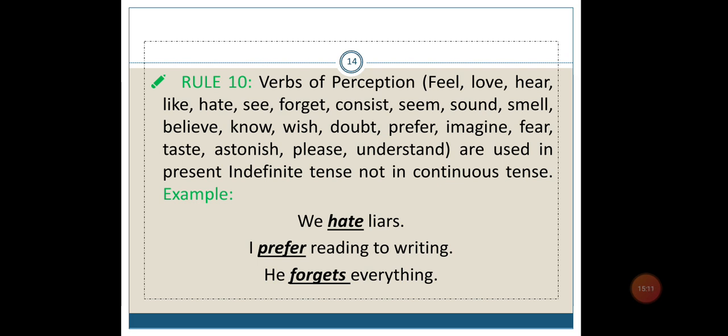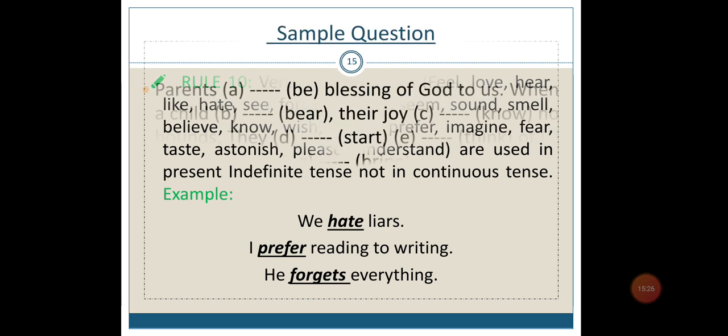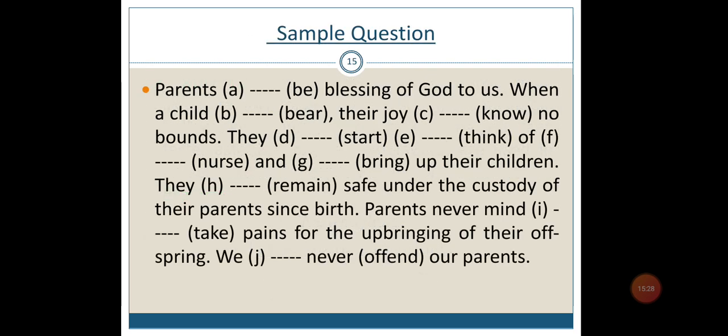Look at the examples. We hate liars. I prefer reading to writing. He forgets everything. There are many rules for using the right form of verb in sentences. We will discuss some more rules in the next class.